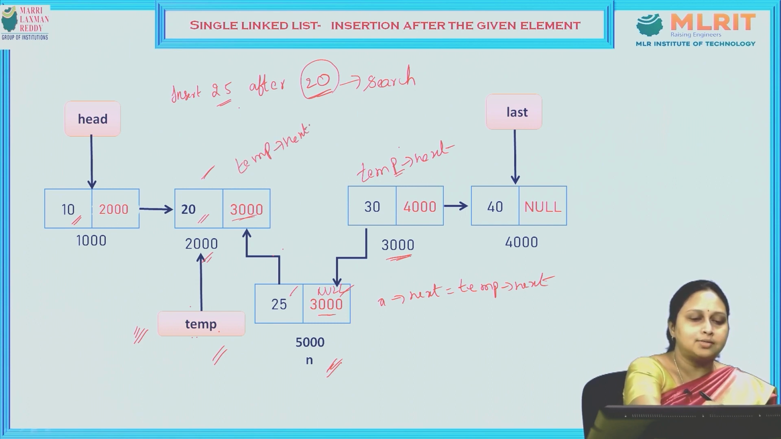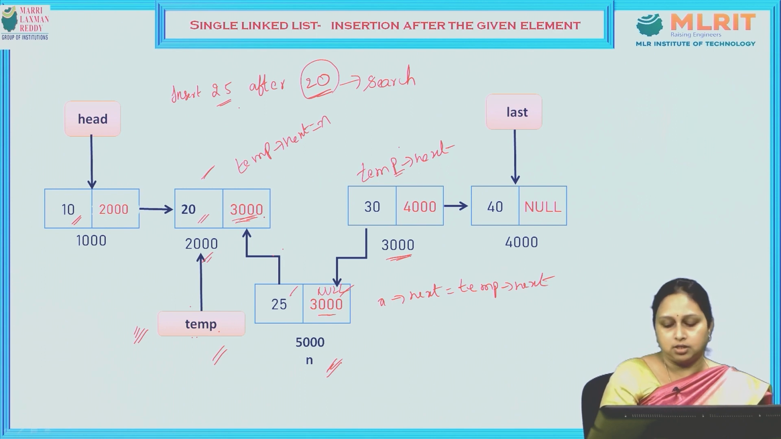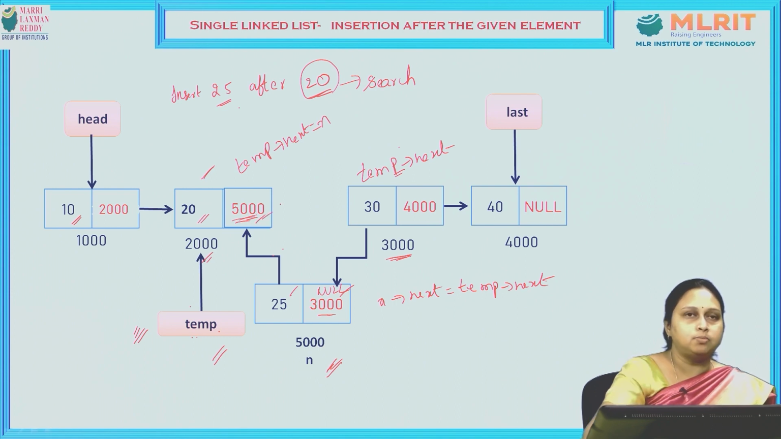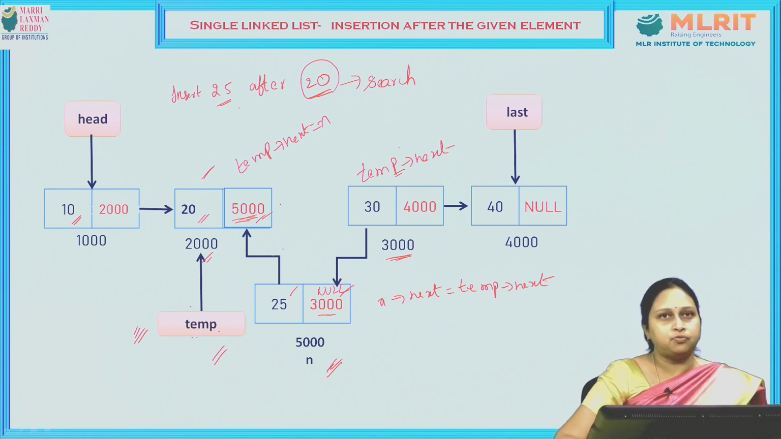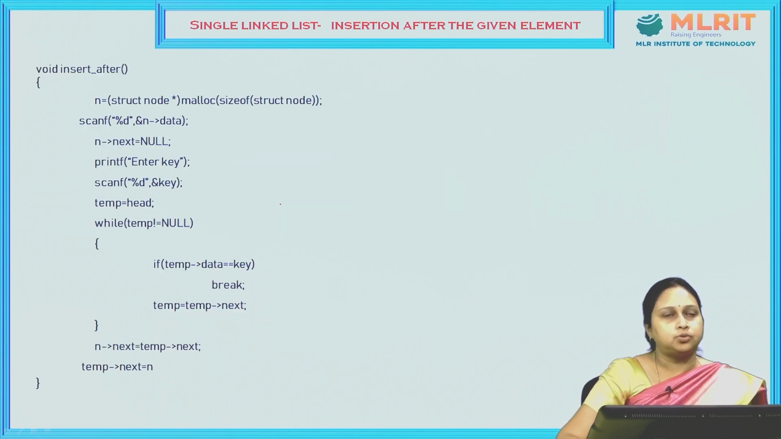temp arrow next equal to n, the name of this node is n, where I am going to store 5000 here. That means, observe, this is the change, you can look at it here. 5000 is going to be stored in this location. Temp arrow next equal to n. These are the statements we are going to perform when I do the insertion after the given element. Let us look into the logic, how we are going to write it.